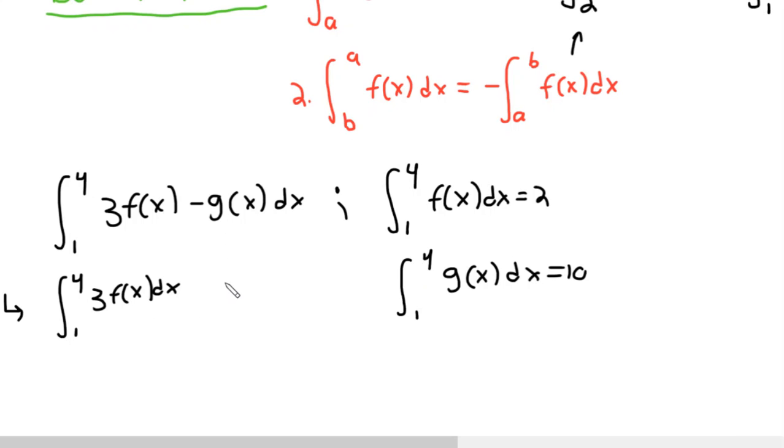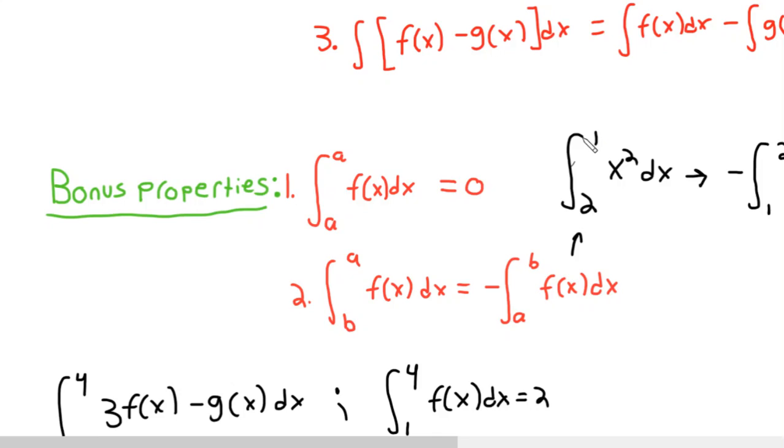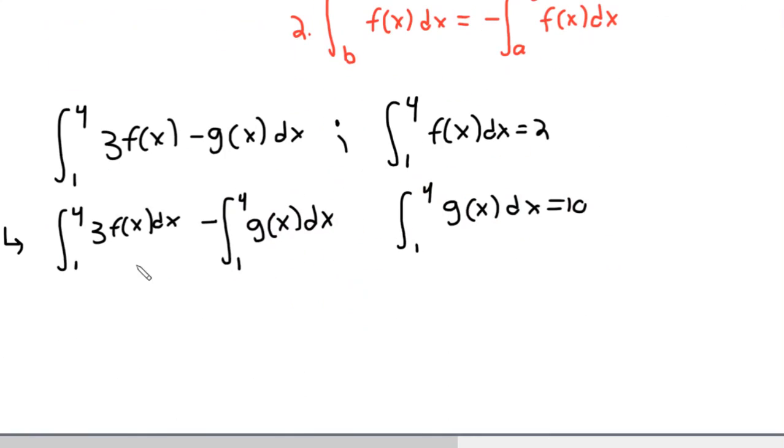So the integral of 3 f of x minus the integral. Remember, the limits of integration stay the same here. So g of x dx. Okay, and remember the first property: if I have a constant, I can simply bring it out front. So in the first one, I'm just going to bring this constant 3 out to the front. So I'm going to get 3 times the integral from 1 to 4 of f of x dx minus the integral from 1 to 4 of g of x dx.